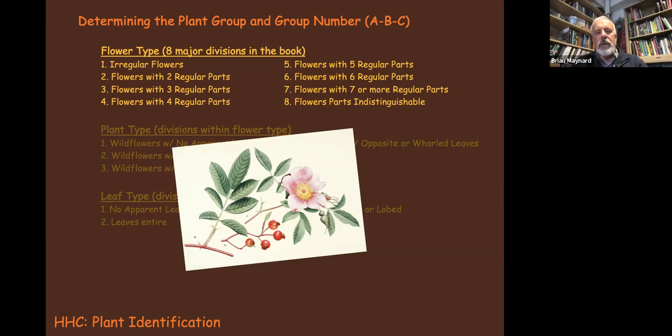So looking at the flower type, you would look at the flower, and in this case, the flower is regular because it has a circular arrangement of petals, and it can be divided in a number of different ways to give you an identical mirror image on either side. And in this case, if you count the petals, you'll see that there are 1, 2, 3, 4, 5 petals. So this would be a flower with 5 regular parts. So let's underline that. And the way Newcomb's works is that by answering these questions, you create a 3-number code. And so the first number here would be the number 5.